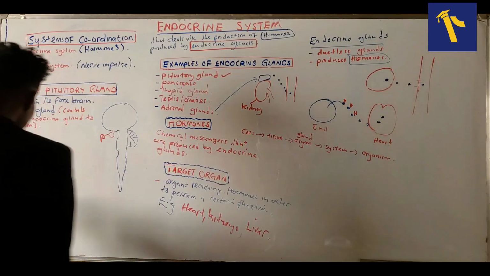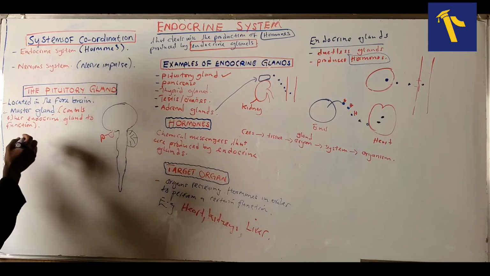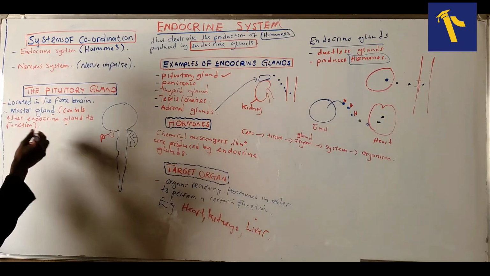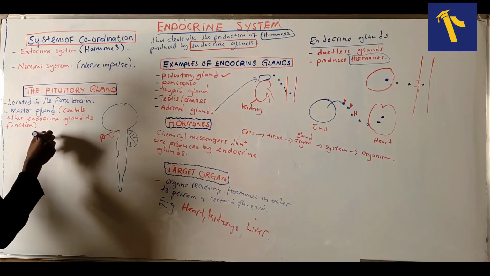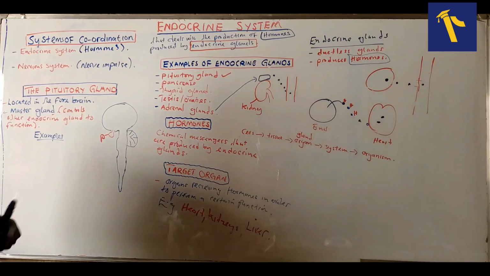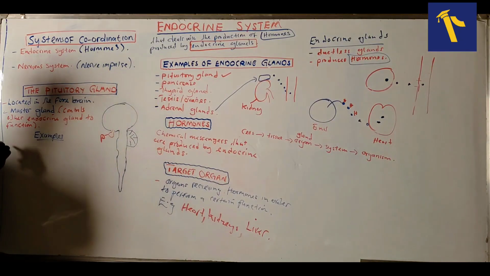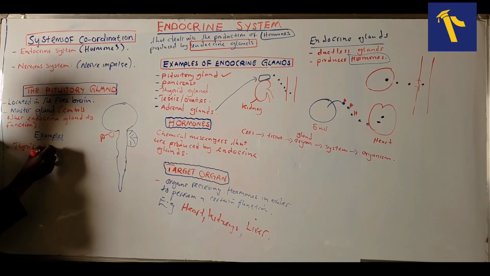Okay, so let us talk about the examples of hormones produced by the pituitary gland. What are those examples? Let us start with the first ones. We have the stimulating hormones. We have the thyroid stimulating hormone.